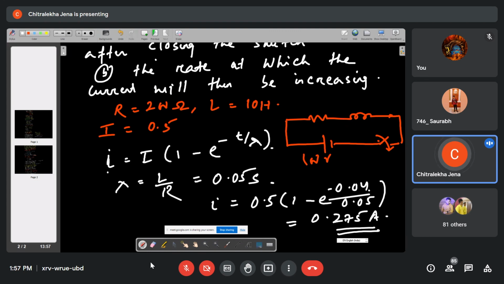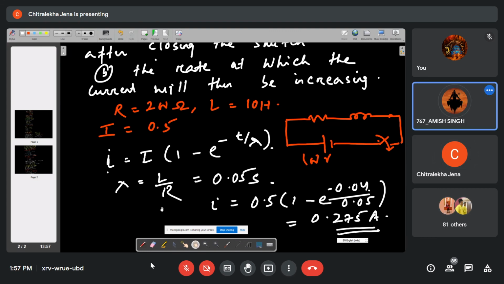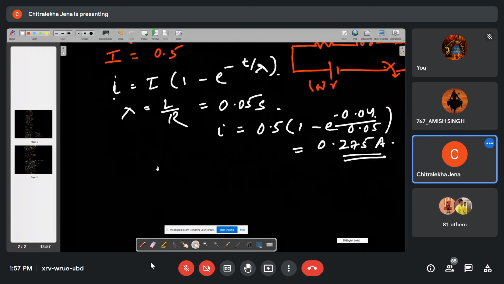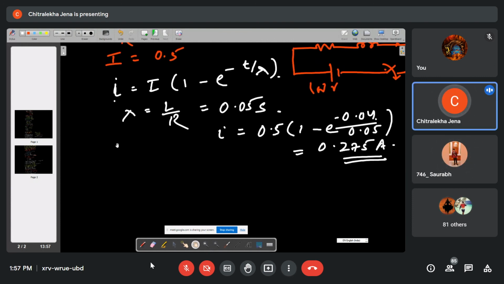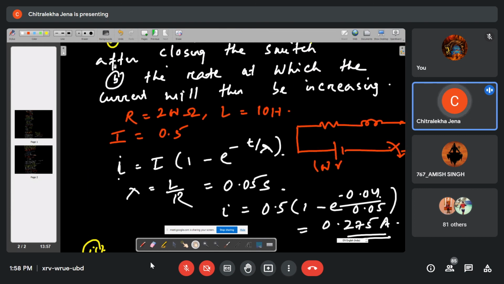Are you getting this, all of you? All of you are getting this current or not? i is equal to this much. Yes, ma'am. Okay. Now come to the second part. What is your second part? You will find out the rate at which the current will then increase. Here you see I have written will then increase. This is important. From where the current will increase.